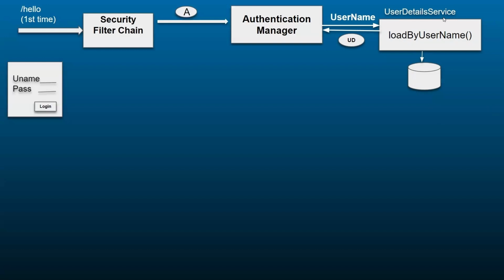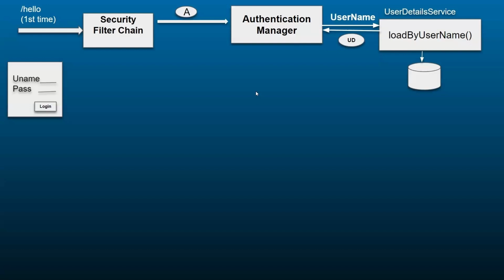So that UserDetailsService goes to the database and gets the user object by username. Once it gets the user object, it returns that UserDetails object, or I can say user object, to the authentication manager. That object has the actual username, password, and role.